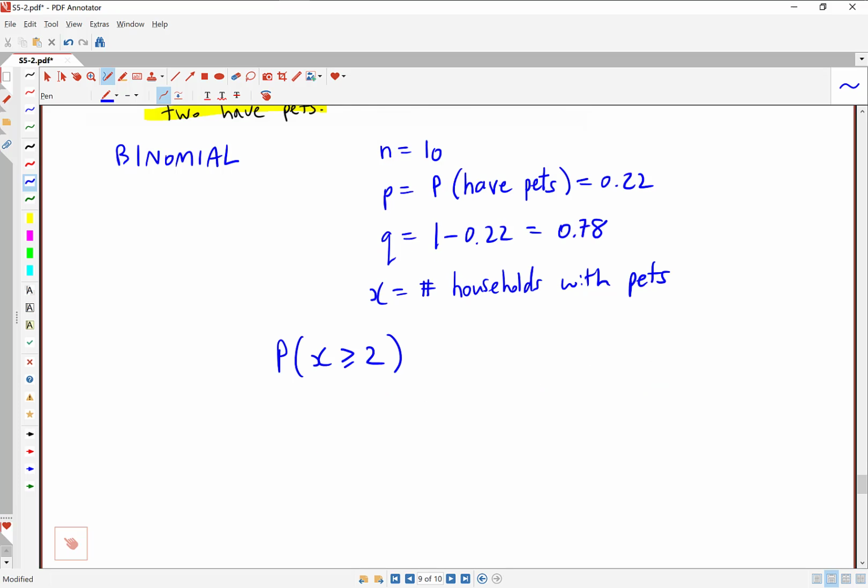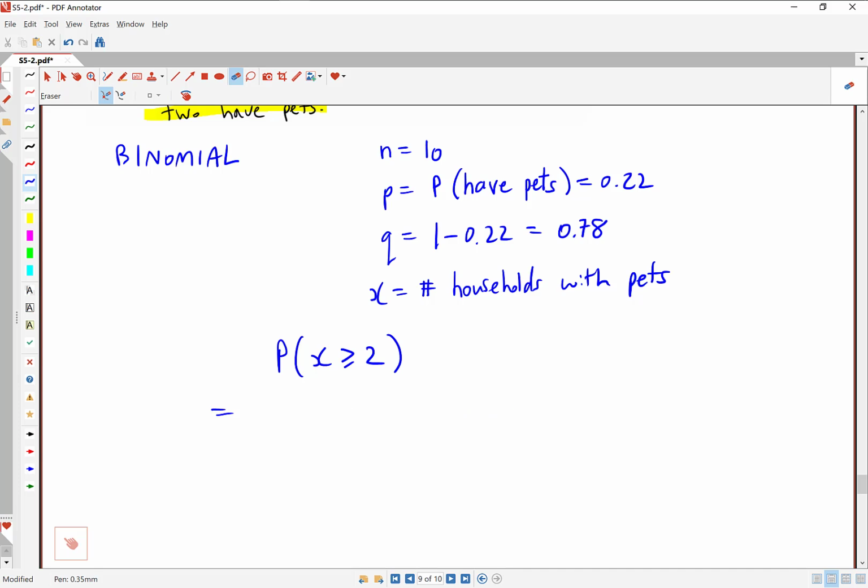Now remember that there are 10 different households that we're surveying here. If we were to break this into cases, we would say, well, X could be 2, or X could be 3, or X could be 4, and we'd have to go all the way up to our last case, X equal 10. And we would be adding up the probabilities for each of those cases. That's 9 different cases, and I definitely don't feel like doing that many calculations. So let's see if we can think of an indirect way of doing this.